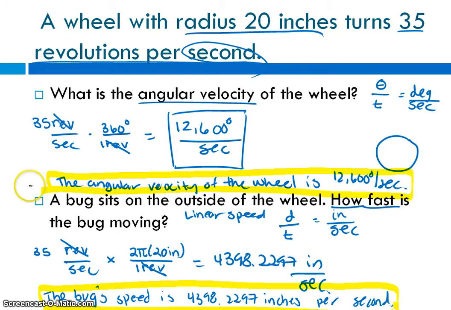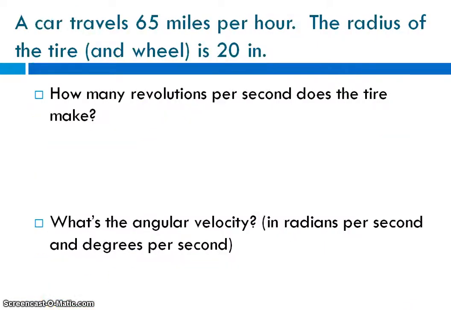Okay, and since these two were word problems, we should have sentence answers, which I wrote down. Okay, so let's go ahead and move on to example number 2. The second example is: a car travels 65 miles per hour. The radius of the tire and the wheel is 20 inches. How many revolutions per second does the tire make?